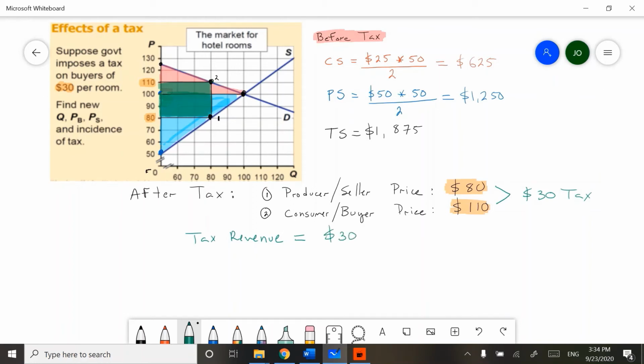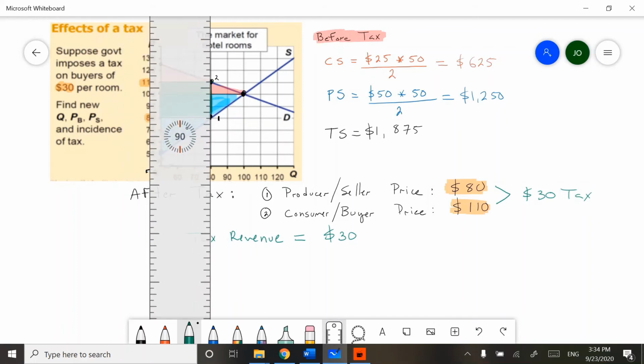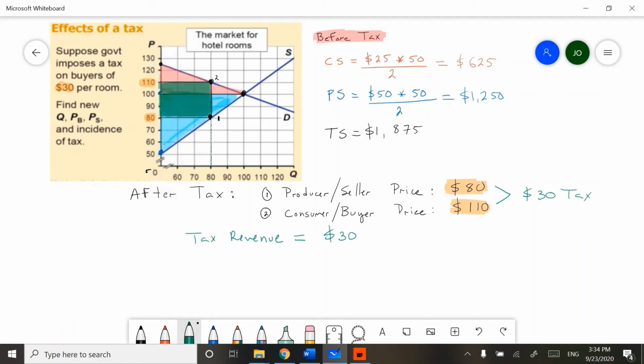As you see, this is the shape of a rectangle. We can use the formula to get the area of the tax revenue. The formula for a rectangle is simply base times height. So we already know the height, which is our tax, which is $30. Now we must find the base of this rectangle.